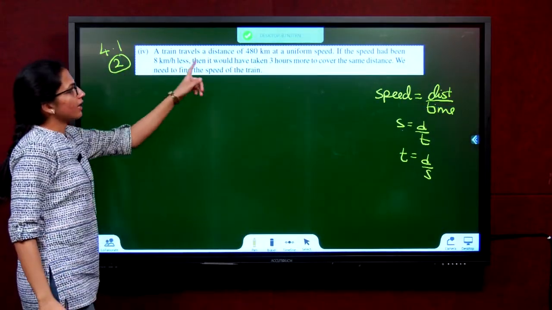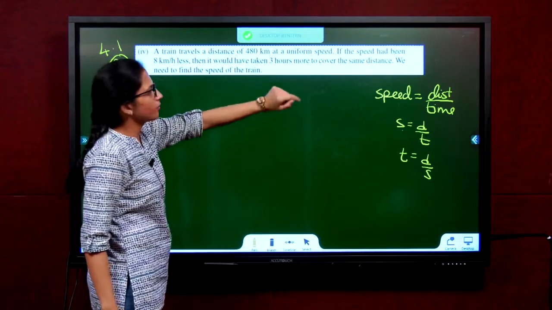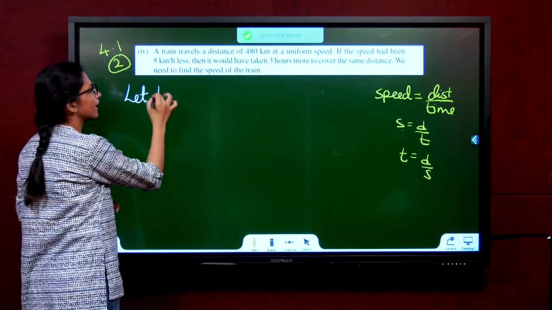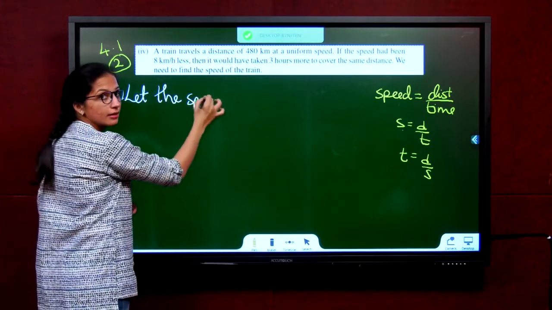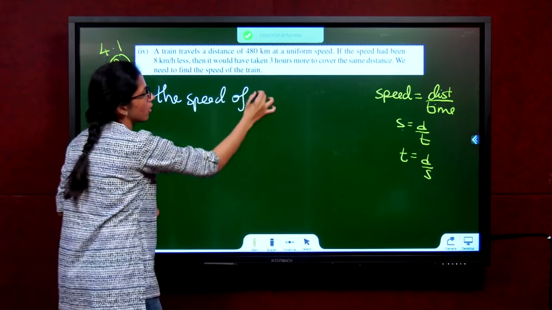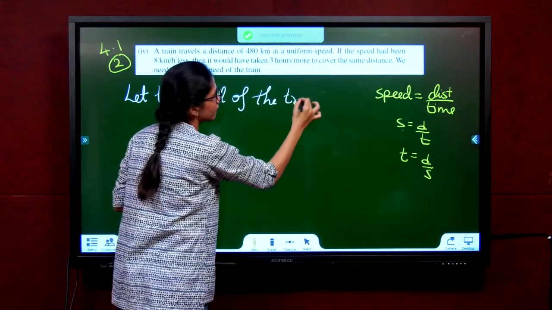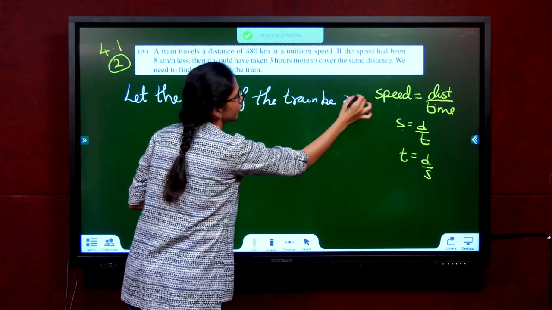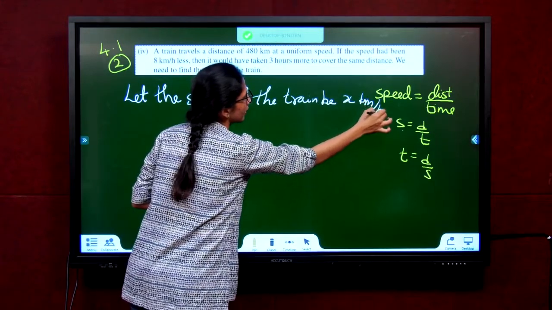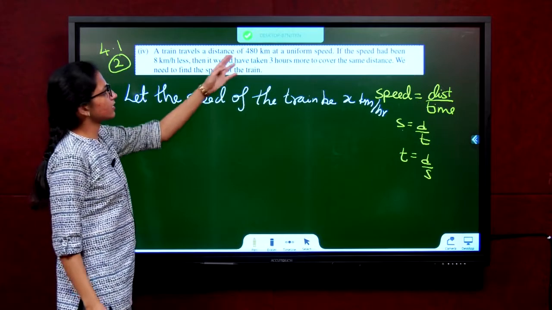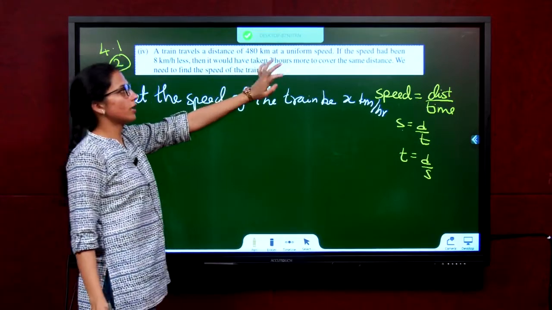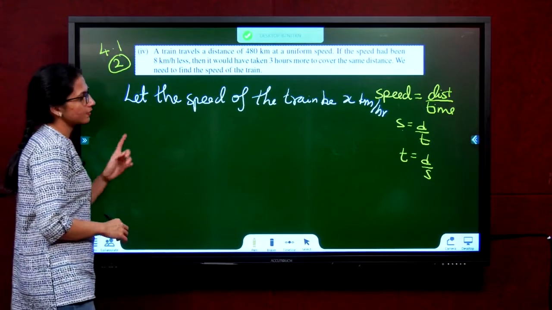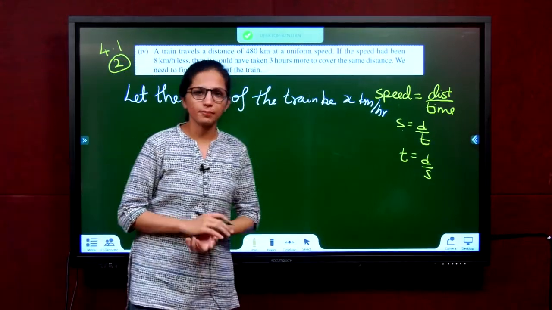A train travels a distance of 480 kilometers at a uniform speed. Let the speed of the train be x kilometer per hour. Why kilometer per hour? They have given the distance also in kilometer, they have given our time also in hours. So I will stick to kilometer per hour. Speed of the train is x kilometer per hour.